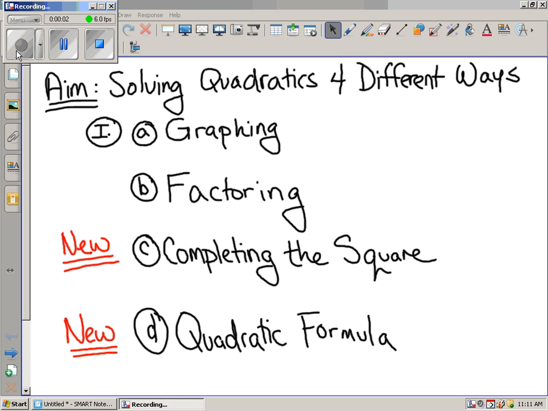Guys, here we go. On the agenda for today, we're going to solve one problem 4 different ways. First by graphing, that's a piece of cake. Then by factoring, that's a piece of cake. And then completing the square and quadratic formula, brand new. Brand new.